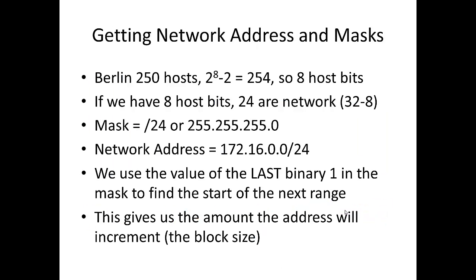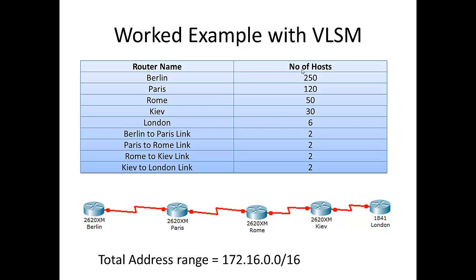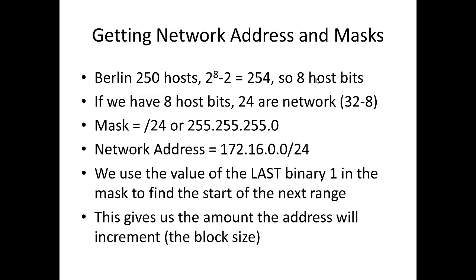So what do we do? Well, we start off with the largest number of hosts first, which is Berlin, the top one here. And we use the formula 2 to the power of 8 minus 2, which gives us 254 possible hosts. So we're using 8 host bits.